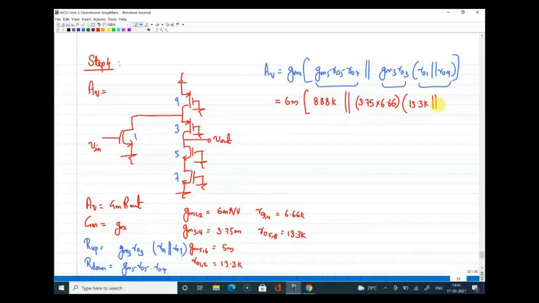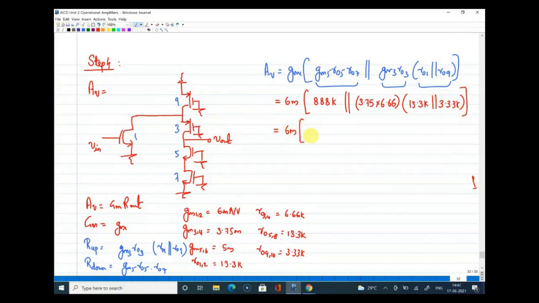I didn't write what r09 is, which is the ninth transistor. That should have a lesser resistance because it is carrying a current of 1.5 milliamps. So r0 of 9 and 10 is around 3.33 K. So this is how you have the gain expression.